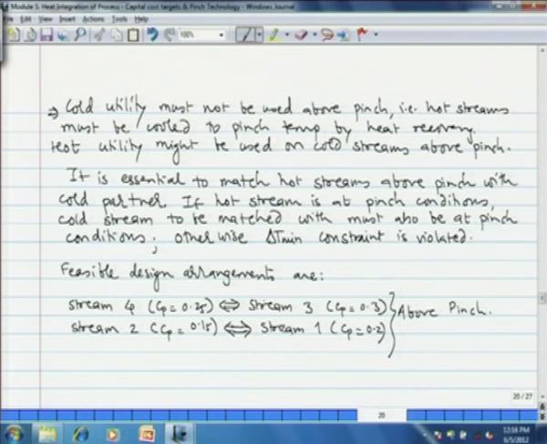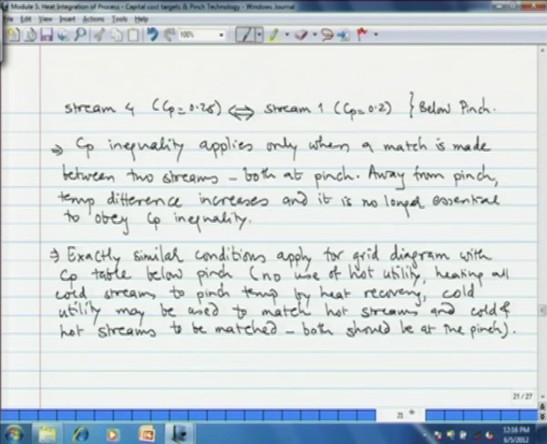Then the feasible design arrangements with this CP inequality constraint are that stream 4 with CP equal to 0.25 should be matched with stream 3 with CP equal to 0.3, and stream 2 with CP equal to 0.15 can be matched with stream 1, which has CP equal to 0.2. Then in the below pinch region, stream 4 with CP equal to 0.25 can be matched with stream 1, that is CP equal to 0.2. Now, this leaves us one stream which is unmatched in the below pinch region, that is stream 2.